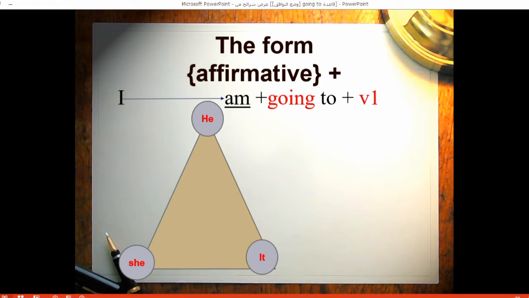if the sentence starts with them, it always takes is, going to plus verb 1. Is going to plus verb 1. So I can say he is going to play football, and she is going to play. It is going to play. It is very simple, the idea is very simple.